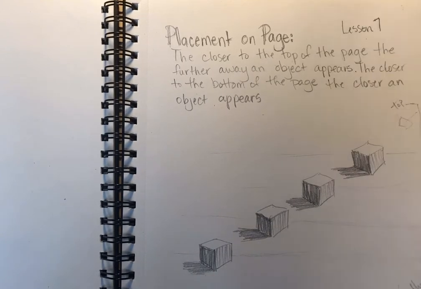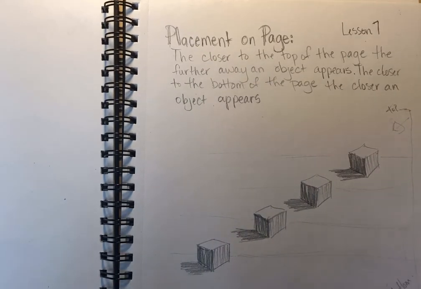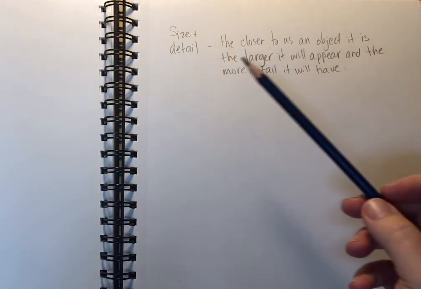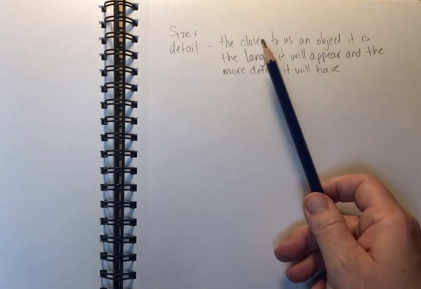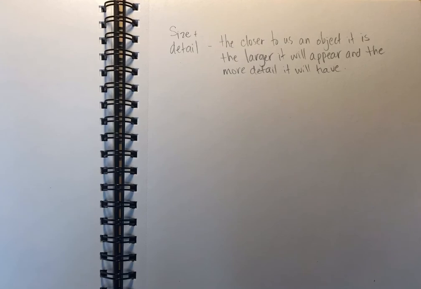So once you understand this idea of the top of your page, the bottom, and where things are going to fit depending on how far back in space you want them to look, the next concept you want to take into consideration is the idea of size and detail. So when you are thinking about an object, you want to remember that the closer to us an object is, the larger it's going to appear and the more detail it will have.